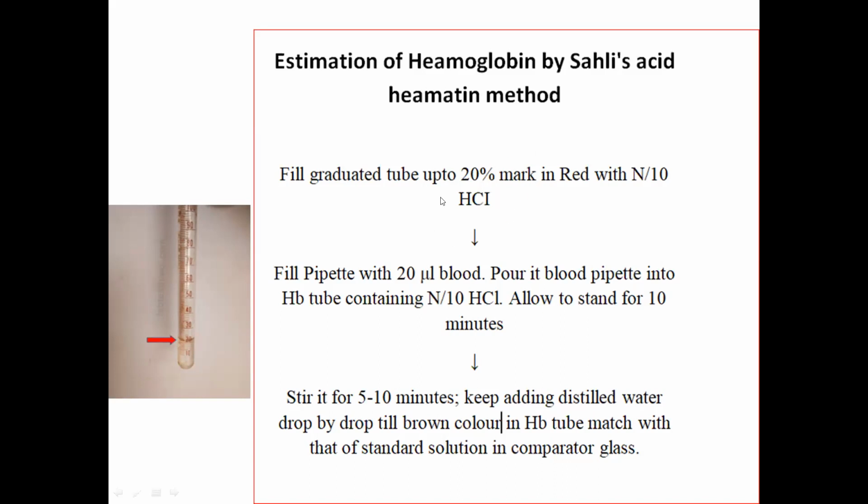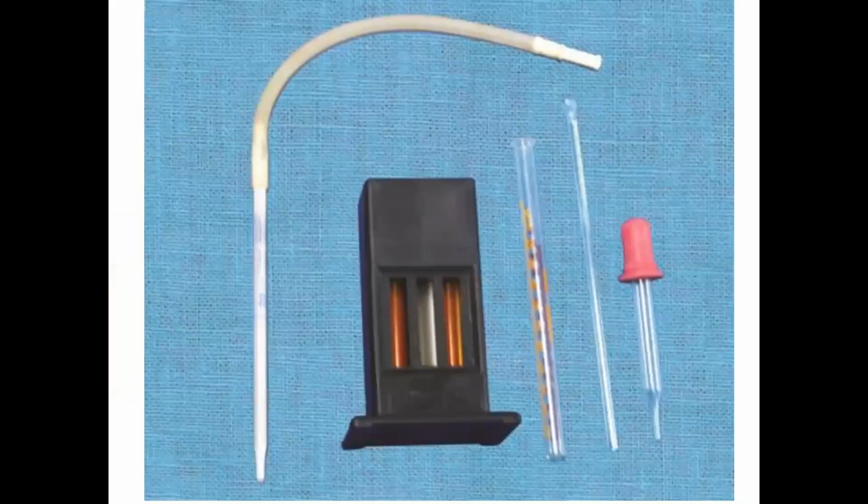Now HCl, N/10 HCl is given to you in your kit only. Now what are the components of the kit? I will show you first. So you will have these things in your kit, but this thing will not be there. This pipette will not be there. Instead of that, we will use the micropipette. Now this is your comparator box. This is your graduated tube. This is a stirrer, and this is a dropper which you will be using to add this water drop by drop.